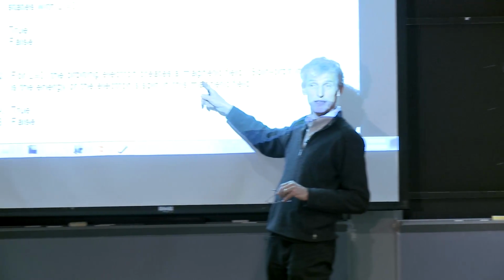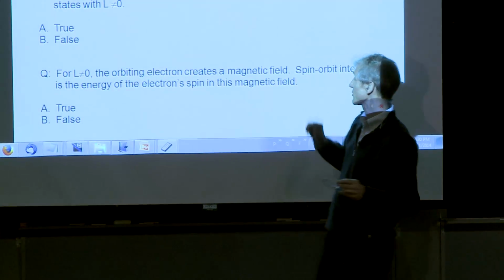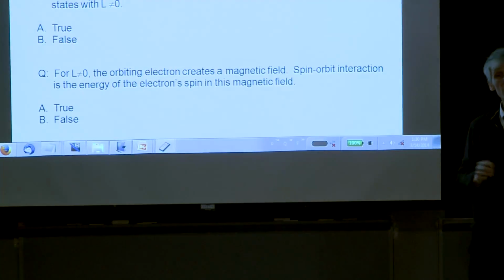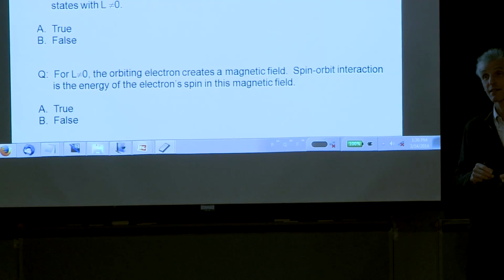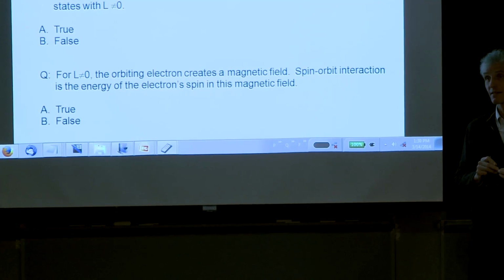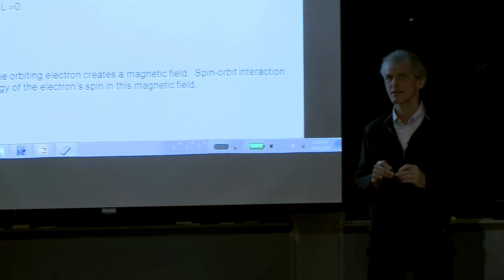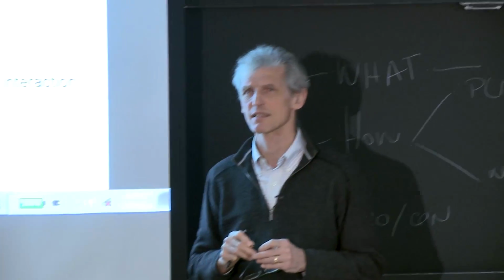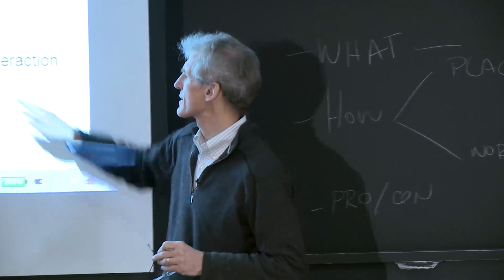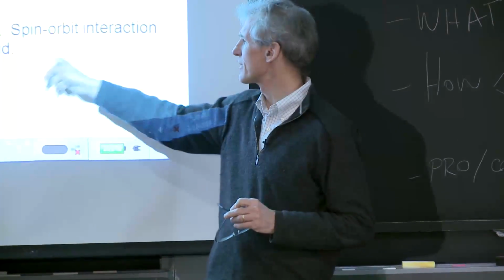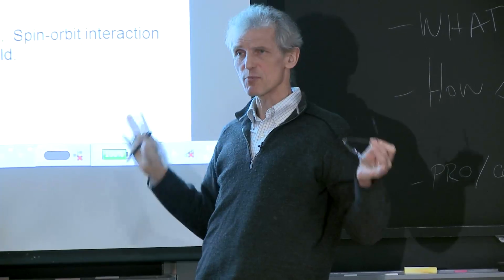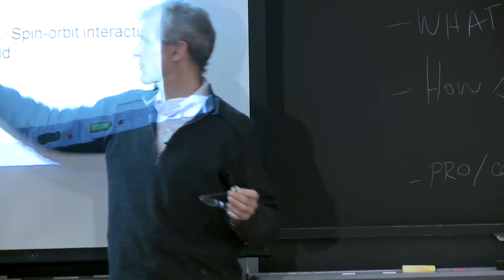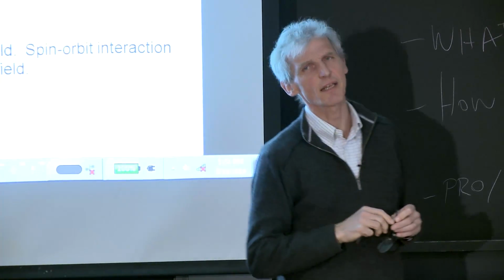Maybe the first sentence, the orbiting electron creates a magnetic field. Yes? I said false for this because I normally would picture that from the electron's frame of reference, the nucleus creates a magnetic field, the magnetic field of the spinning particles. Okay, the second part, that there is a magnetic field and spin-orbit interaction is the energy of the electron spin in this magnetic field, is probably generally accepted. But the first question is, does the orbiting electron create the magnetic field?